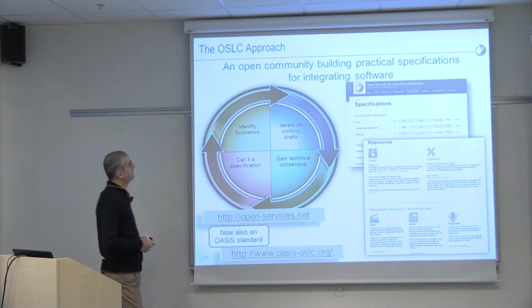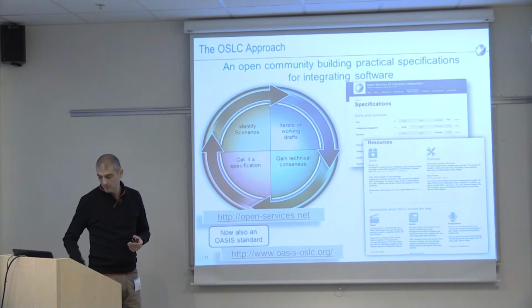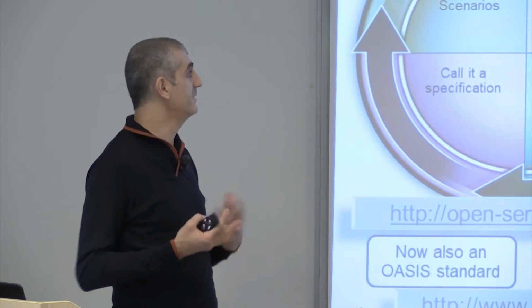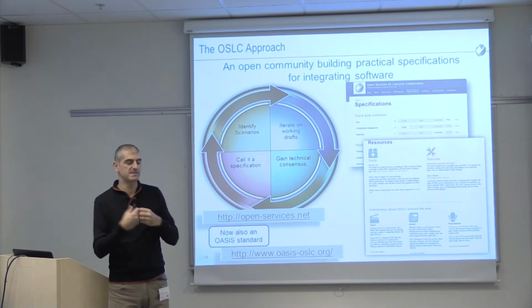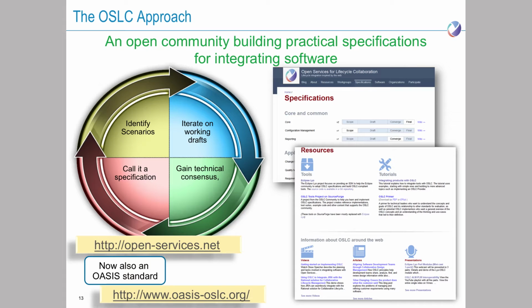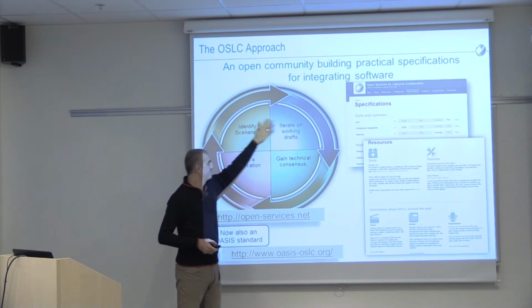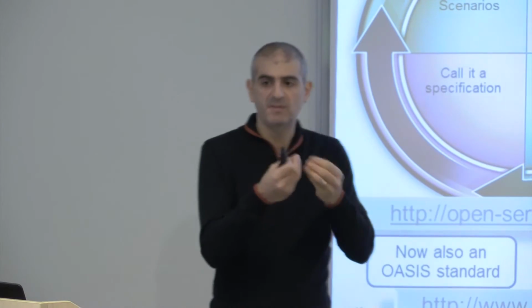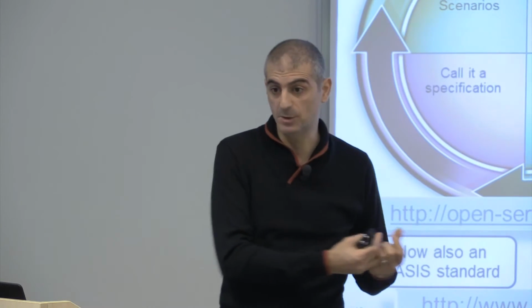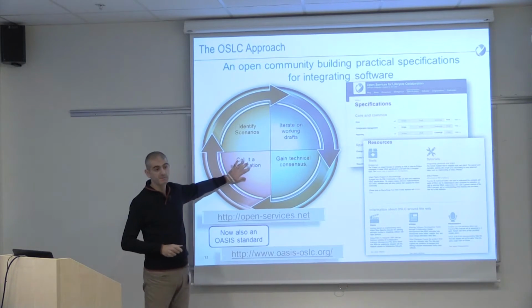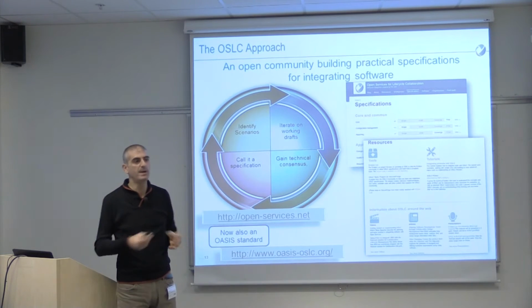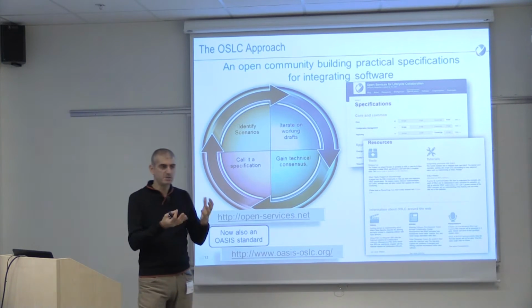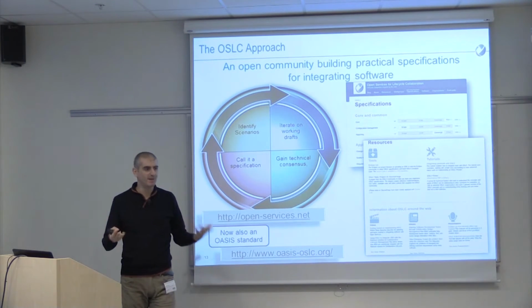Okay, how did OSLC start? It started as an open community focused on building specifications on how to integrate software. The approach is that you identify some integration needs between particular domains. Let's say, how do I integrate a requirements management tool with a change management tool? You define a minimal set of scenarios to do that, and then you work on a draft, defining the interface on how we can get these two tools to integrate for that particular small set of scenarios. And then you define the specification. Then you go back and add more scenarios and cover more and more. That really keeps the specifications very small, manageable, and focused on the needs. It's like an agile way of developing specifications.